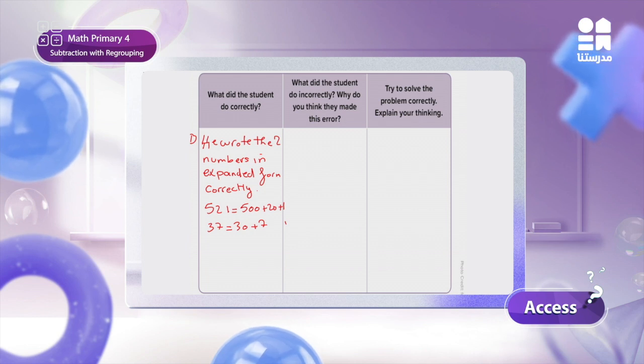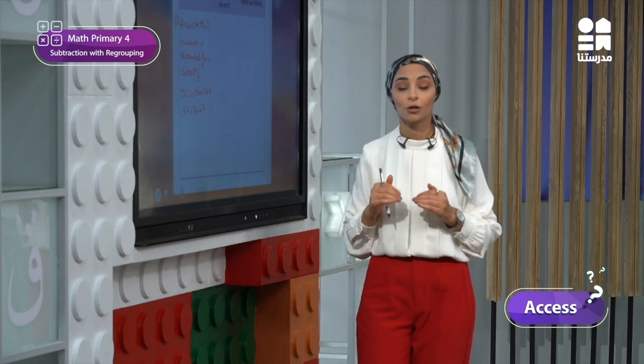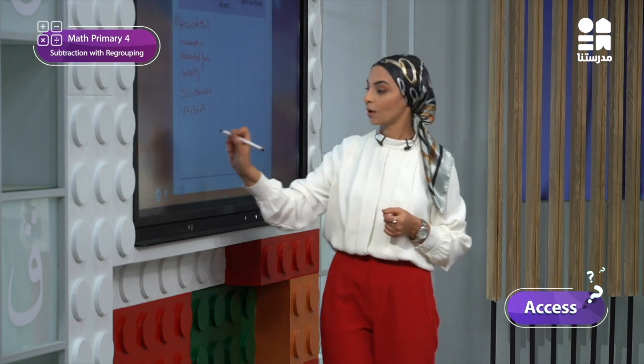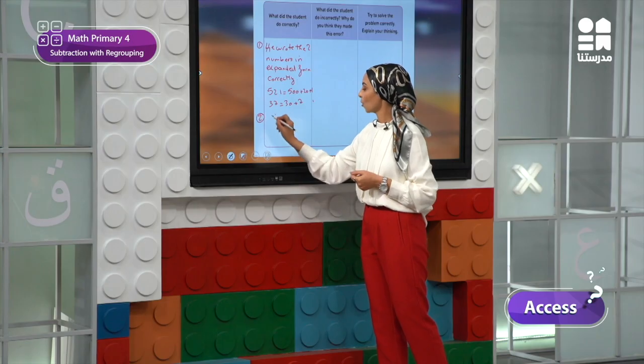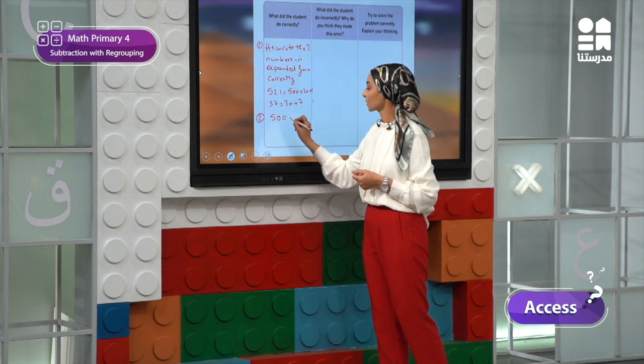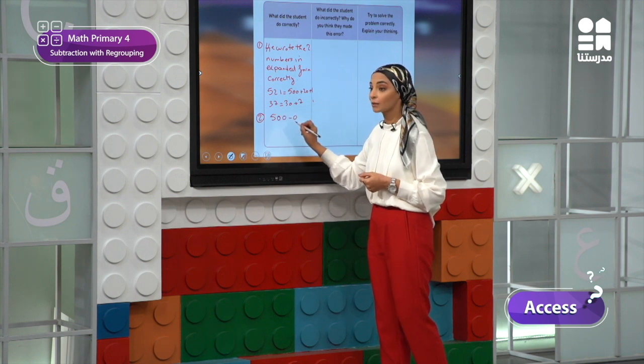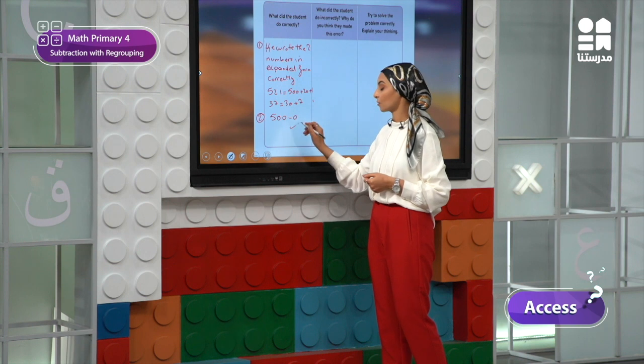The second thing he did correctly, what? Yes, the second thing was keeping the direction of subtraction when he subtracted 500 minus 0. The second thing he did right is that he kept the direction of subtraction. Meaning, he did 500 minus 0, which is right.